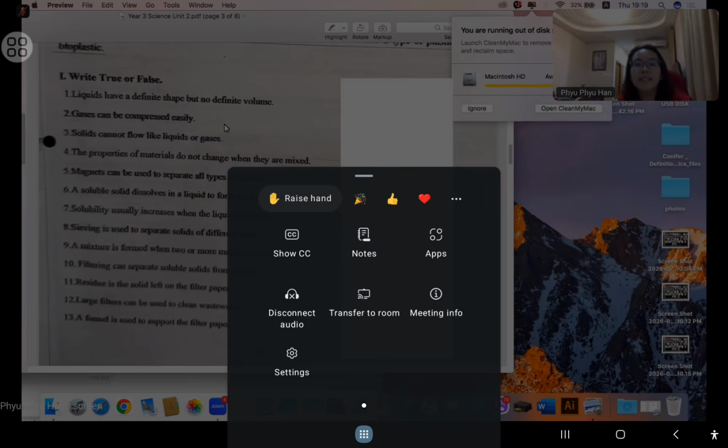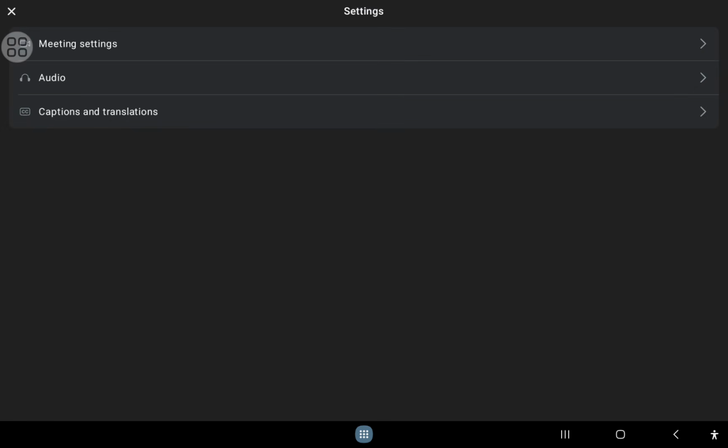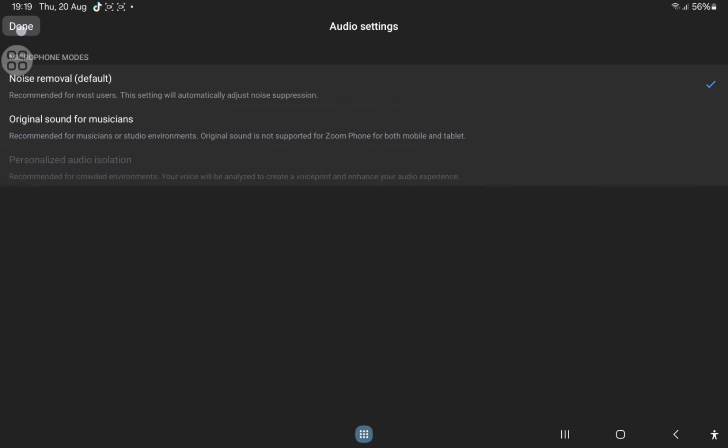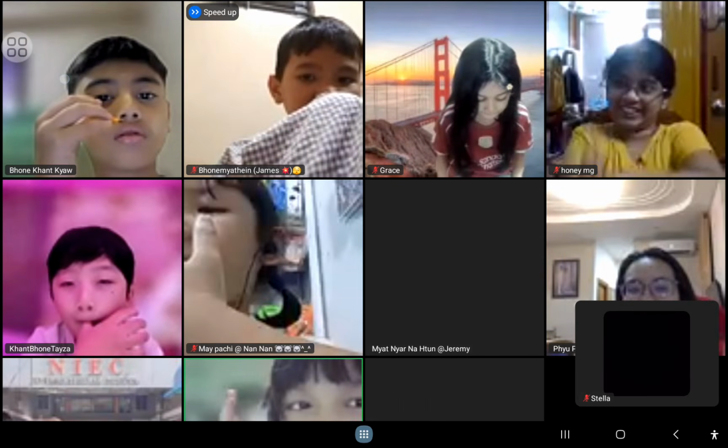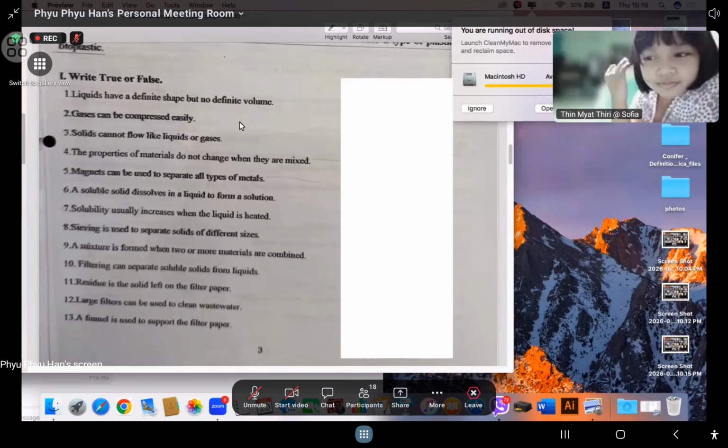Liquid has definite volume, but no definite shape. That is correct. Yes, it has definite volume but no definite shape. So this is a tricky question. You need to be careful in your definition.